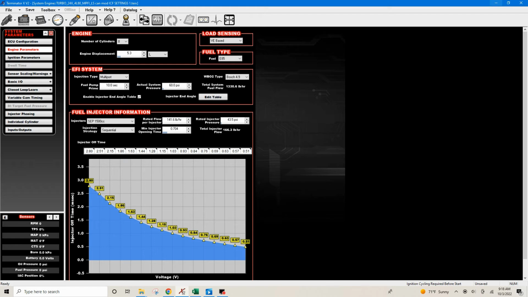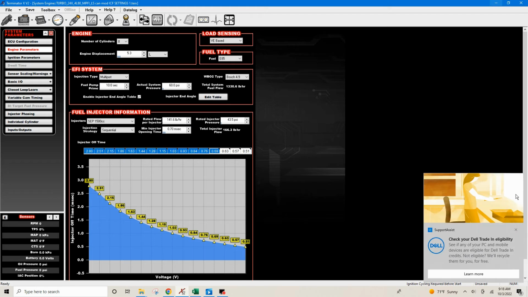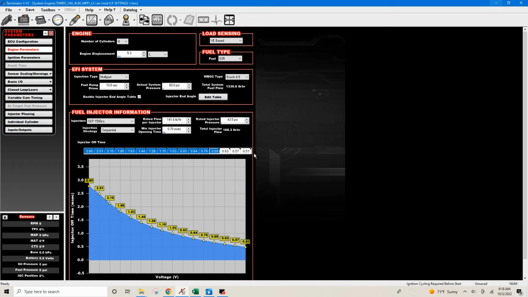So we're going to input this information here, enter, and that's going to populate that right there. So the last and final thing that we need to address, stupid pop-ups. Last thing we need to address is our injector off time or injector dead time.